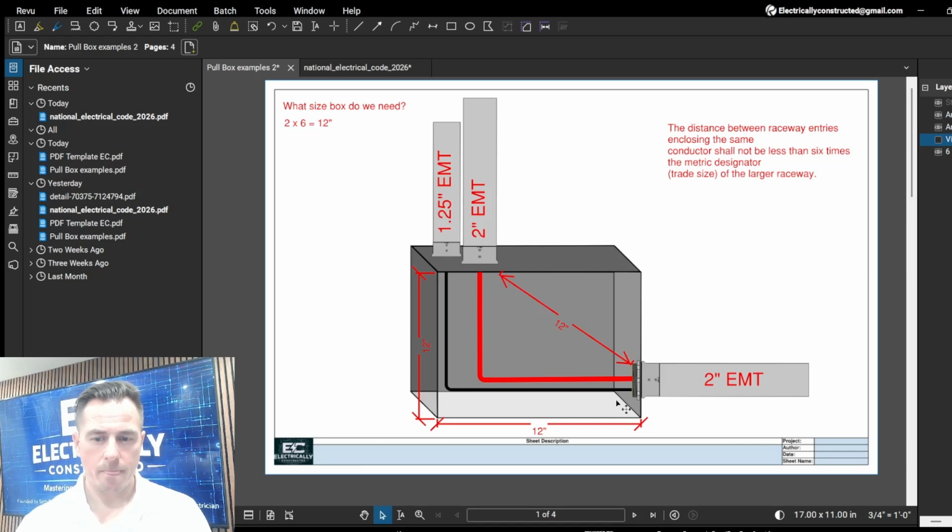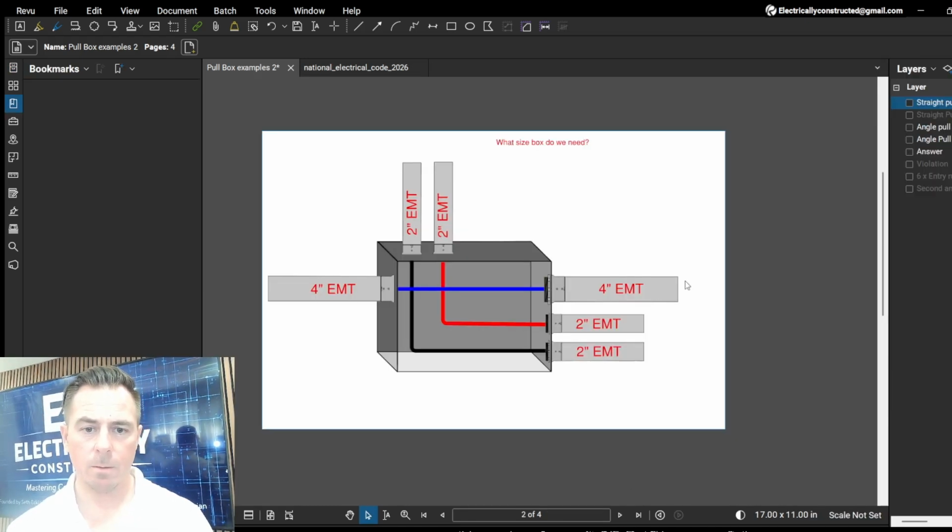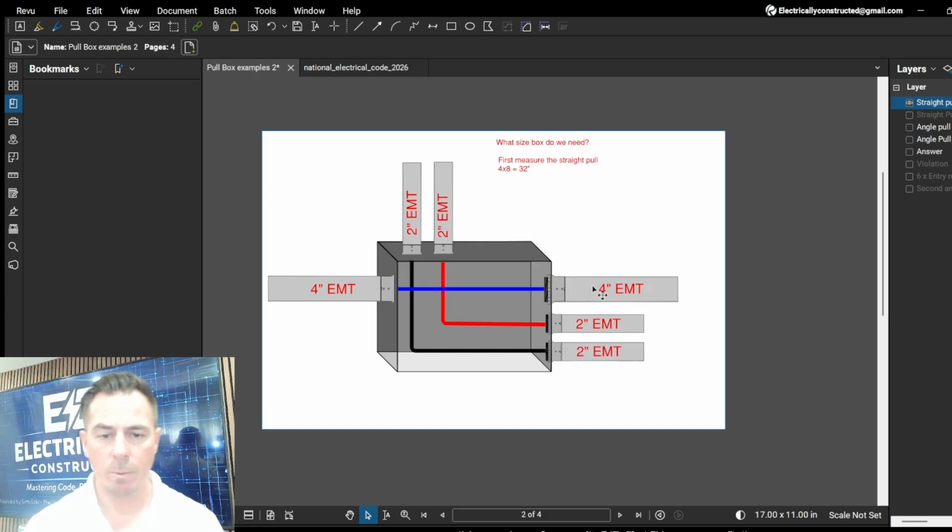All right, let's go to another one. Okay, so in this example we have straight poles and angle poles. So what we have to do first is get our straight pole measurement. A straight pole is a 4-inch EMT going straight across. We know that for a straight pole our multiplier is 8, and we're picking the largest raceway. There's only one straight pole, so the largest raceway is 4 inches. So 4 times 8 equals 32. All right, so that gives us 32 inches for our width of the box.